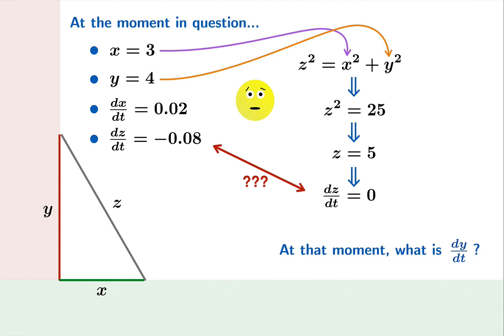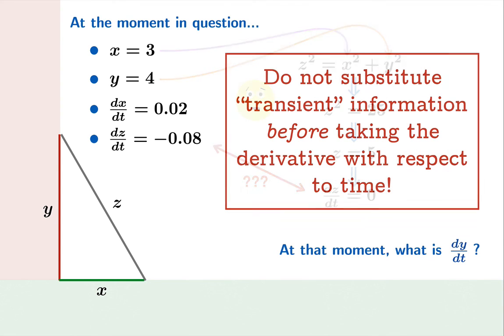Something went wrong. What went wrong is we tried to substitute 3 and 4 for x and y before we took the derivative. x equals 3 and y equals 4 only at a particular moment. It's not always true. So you can't take the derivative based on information that's only true for a moment. So what we might say here is, don't substitute transient information before taking the derivative. If it's temporary information, it only applies to a fleeting moment, don't plug it in before you take the derivative. You got to take your derivative first.